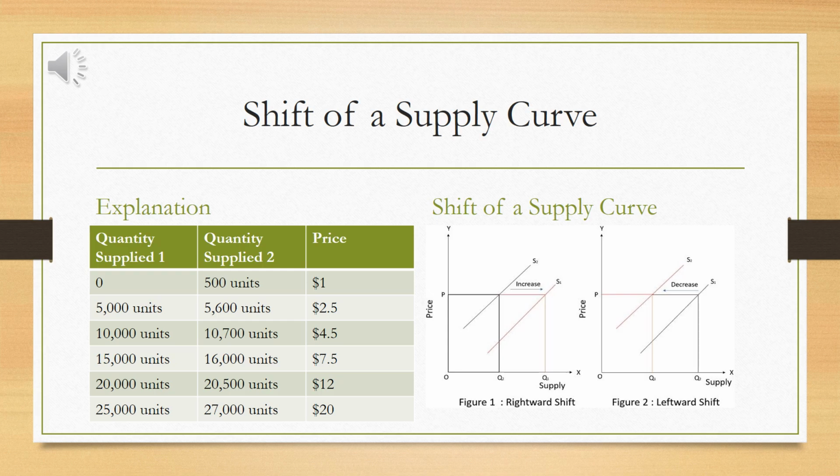The following supply schedule clearly shows the concept of a shift of the supply curve. That is, quantity supplied is changing from quantity supplied 1 to quantity supplied 2, but price is staying the same. When the quantity supplied changes while price stays the same, we have a shift of the supply curve and an increase or decrease in supply. For the following case, quantity supplied 2 is always greater than quantity supplied 1. Thus, figure 1, which is the rightward shift, is what portrays this situation.